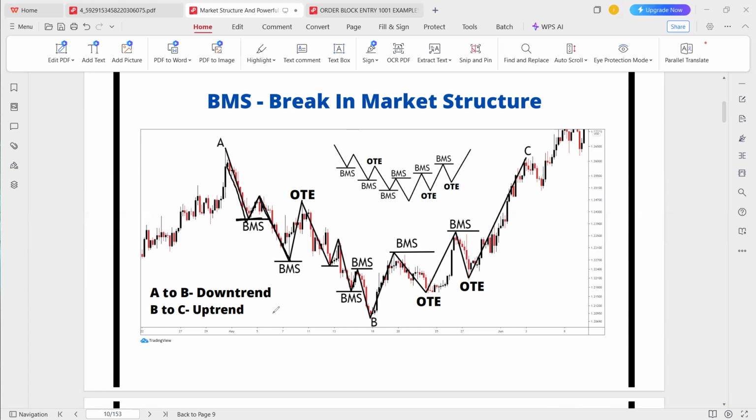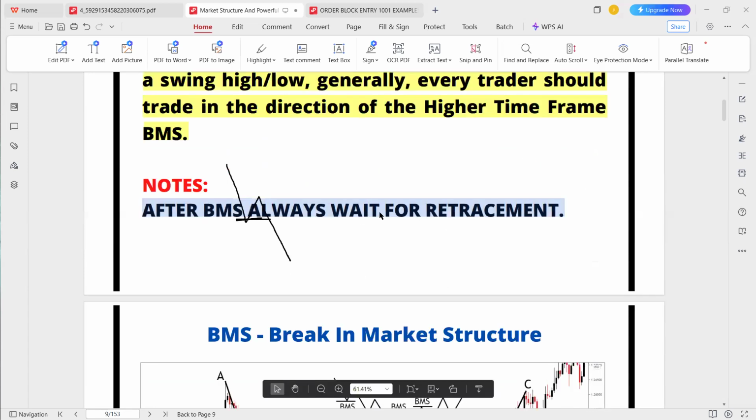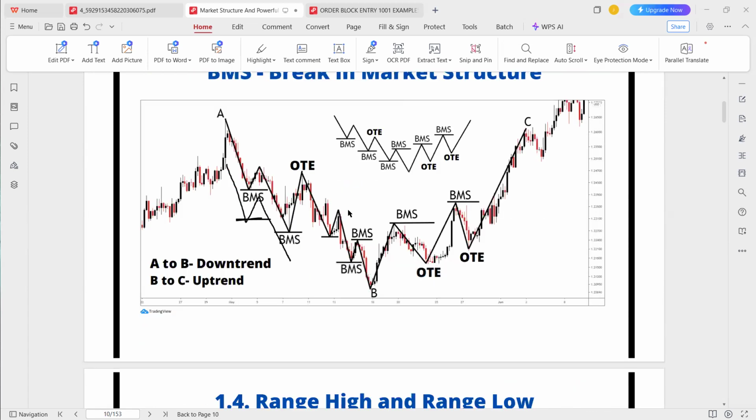What does the book say? After every BMS, always wait for a retracement. Okay, so after a break of structure, you're waiting for that retracement for your entry, right? You're not just jumping into the trade because price has broken structure. You are waiting for a retracement. So price retraces, breaks its structure again, retraces, breaks its structure again, etc.